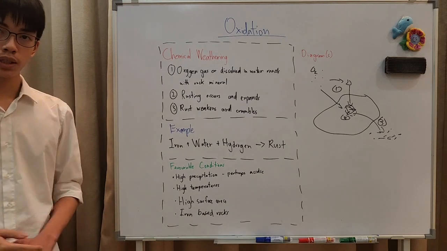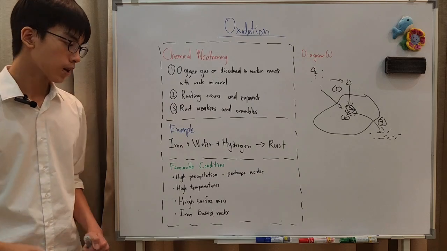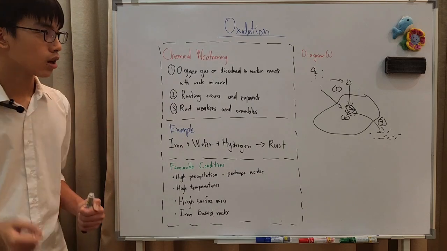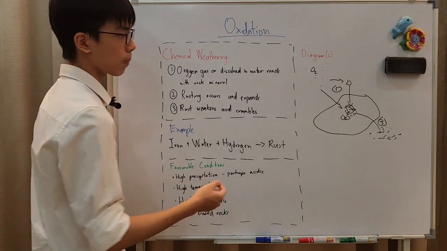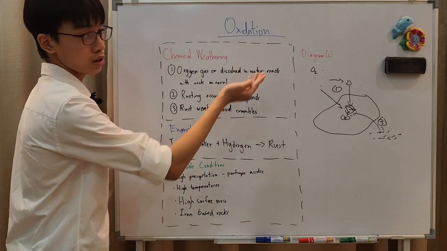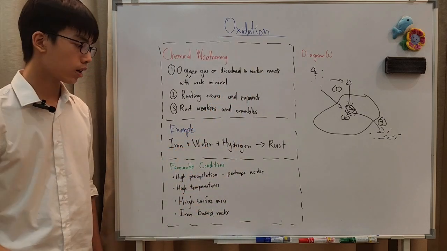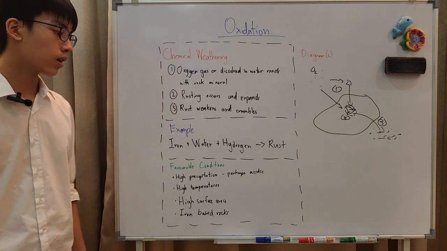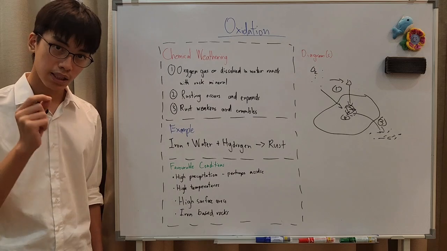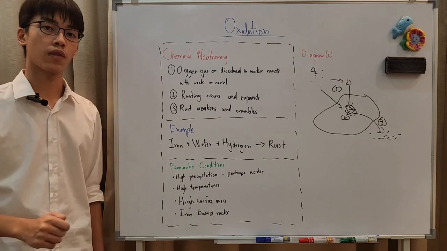And lastly, your favorable conditions: what increases the rate of oxidation? The first thing is high precipitation. As you can see here, you also need a bit of water in this reaction, and maybe in dissolved form. And the higher the acidity, the greater the rate of reaction. So high precipitation, especially acidic precipitation, can increase your rate of oxidation.